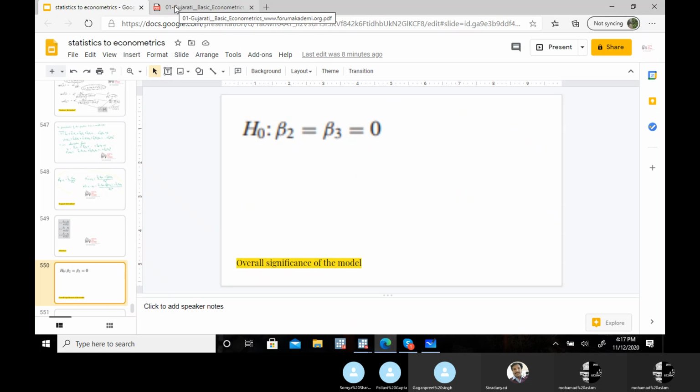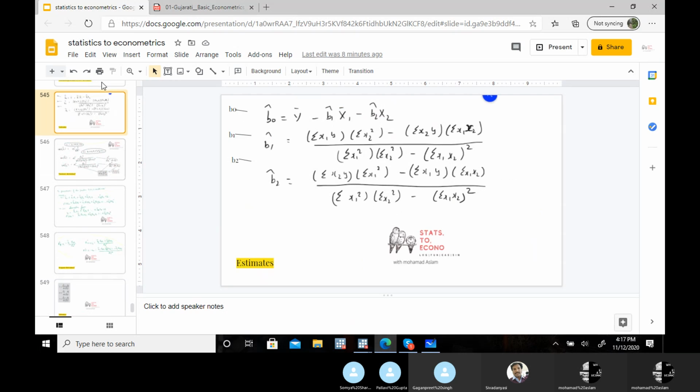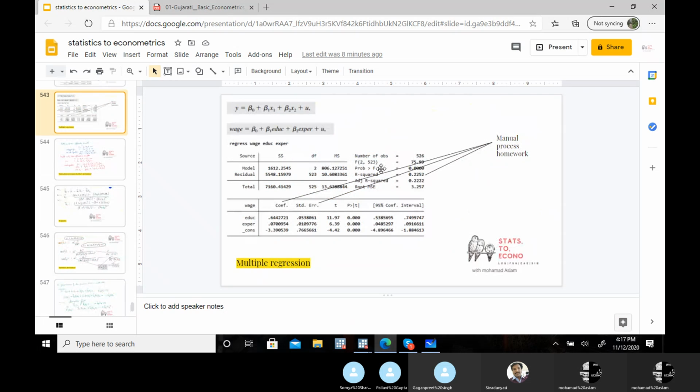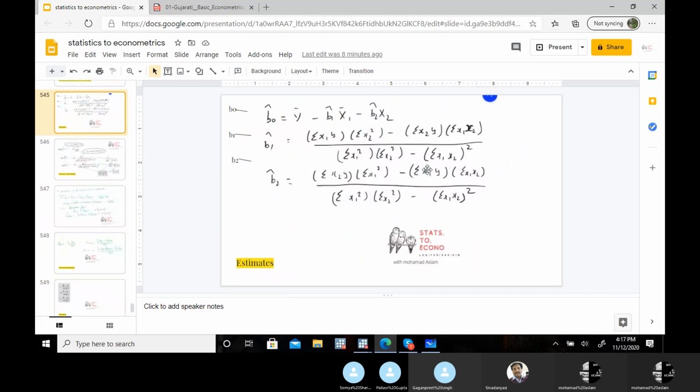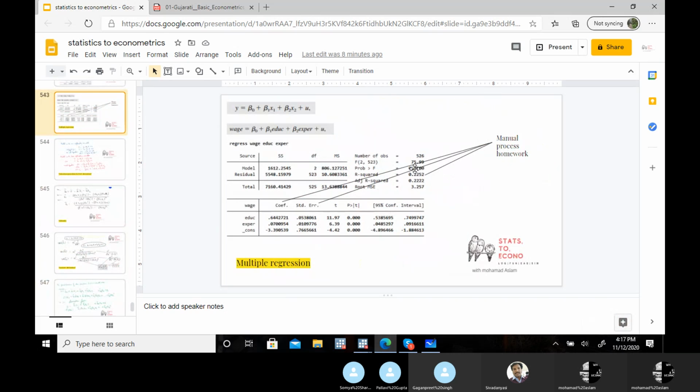Now, if we see our results, the p-value is less than the level of significance. Let's suppose our level of significance is 0.05. So it means we have to reject the null, that is, we are rejecting the hypothesis that all are equal to 0. At least one of them is not equal to 0. Indirectly, it means our overall model is significant.